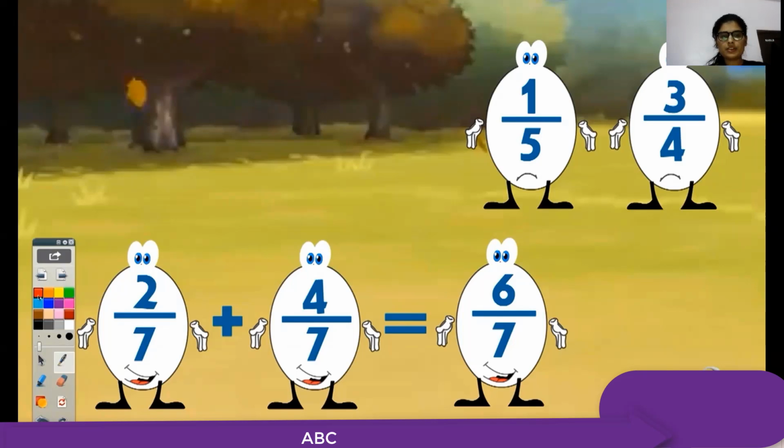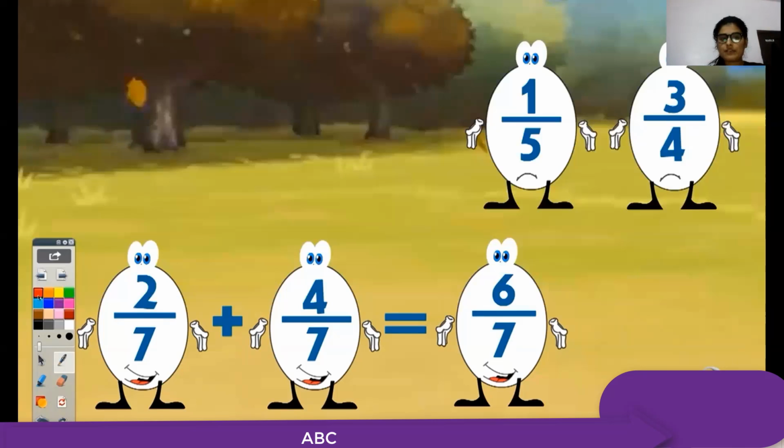Good morning everyone. Today we will see how we can convert unlike fractions into like fractions. Before going to these steps, first let me tell you what like fractions are. Can you see over here we have 2 by 7 and 4 by 7 at the bottom. 2 by 7 and 4 by 7 are called like fractions. Why am I saying they are like? Because here we have denominator 7.